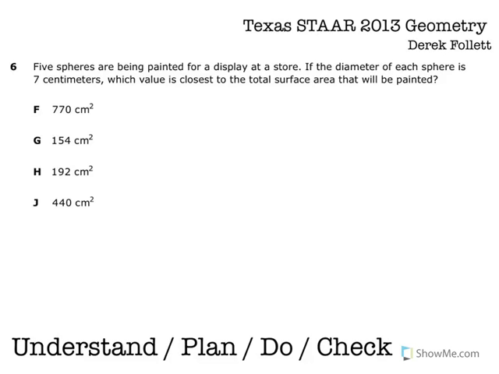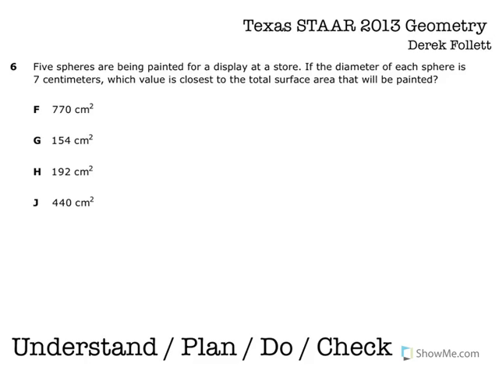This is the Texas STAAR 2013 geometry test, and this is question number 6. It says, 5 spheres are being painted for a display at a store. If the diameter of each sphere is 7 centimeters, which value is closest to the total surface area that will be painted?